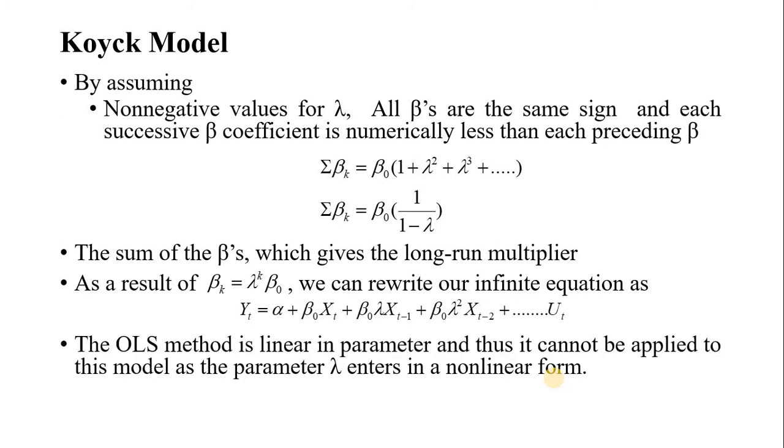We cannot apply Euler's here, because if you look at the equation, one parameter is multiplied with another parameter. Beta 0 is multiplied with lambda. Here beta 0 and lambda square, it violates one of the fundamental and most first assumptions of Euler, that is linearity in parameter. This assumption is violated. So we cannot apply Euler's to these equations.